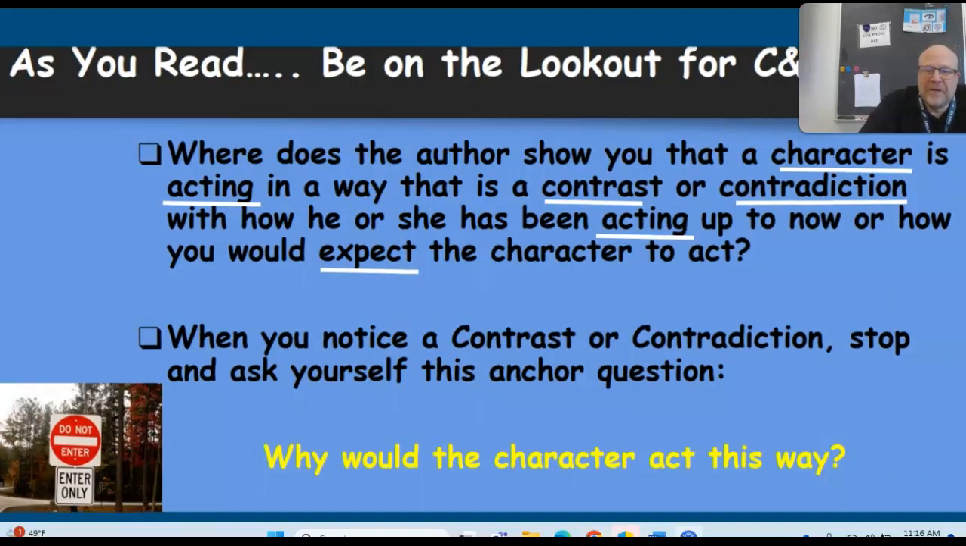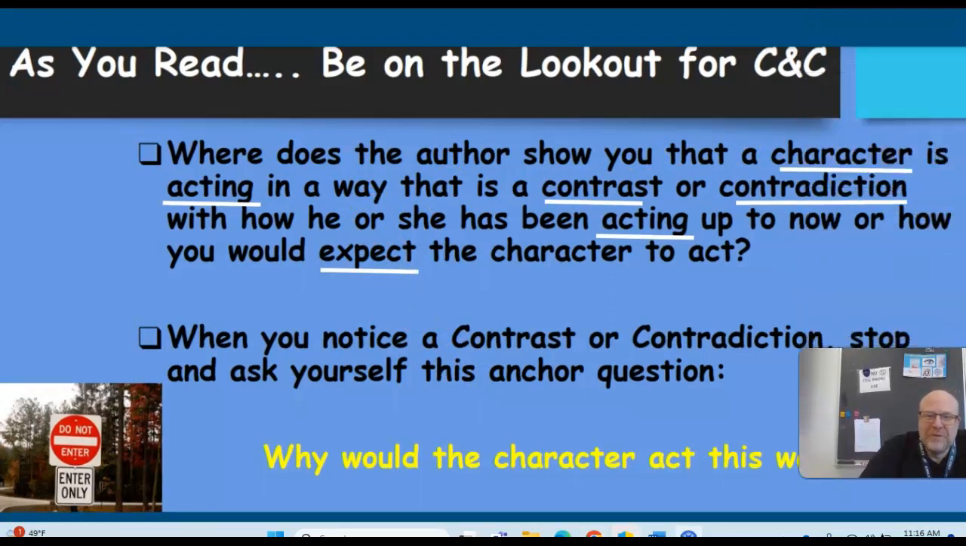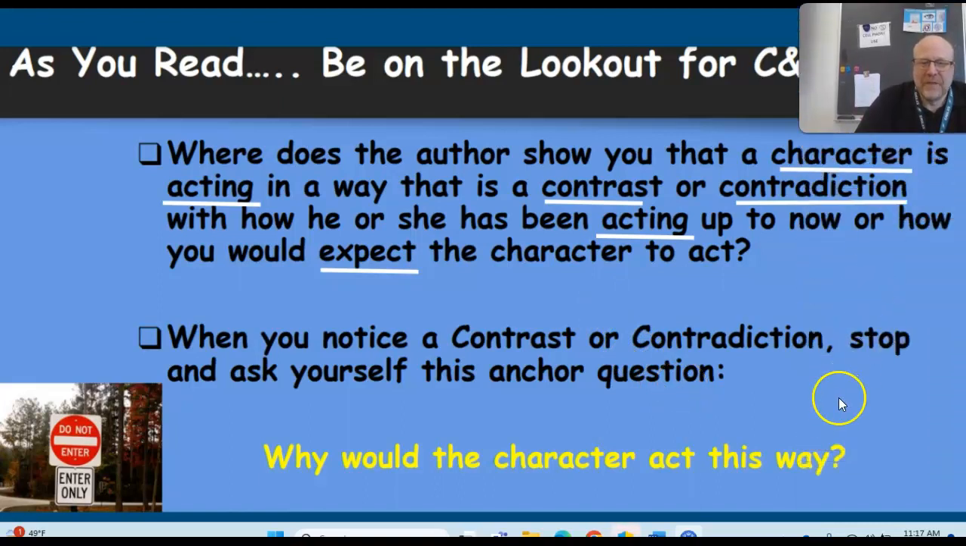All right, so bottom line is, as you read, look out for contrast contradictions. Where does the author show you that a character is acting in a way that is a contrast or contradiction with how he or she or they have been acting up to this point? Or how do you expect the character to act? You notice a contrast contradiction, stop, just like at a bell, and then ask yourself this anchor question: why is the character acting this way?